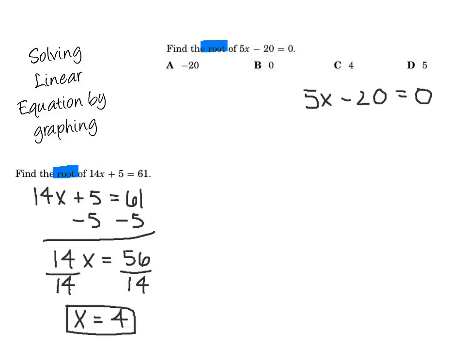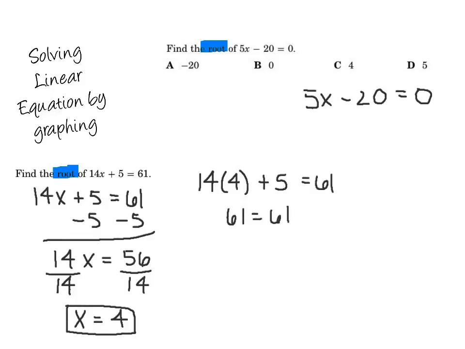So when I plug in that 4, it's going to be equal to 61. So 14 times 4 plus 5 equals 61, and 61 equals 61, so that works.